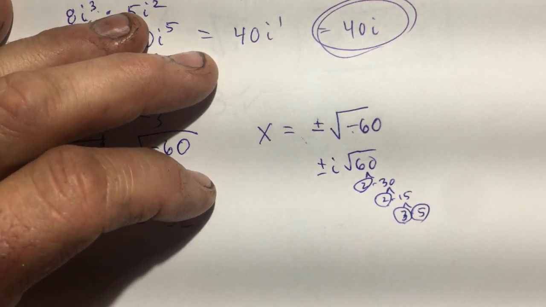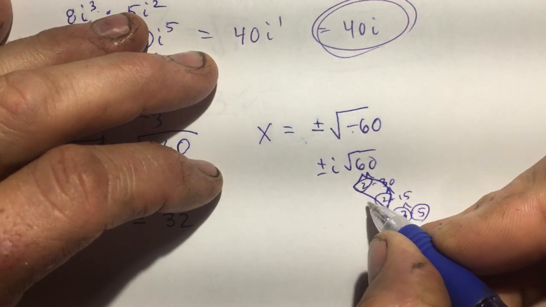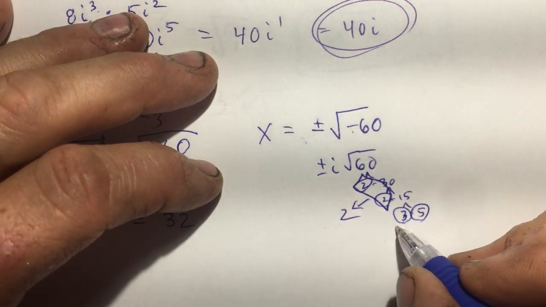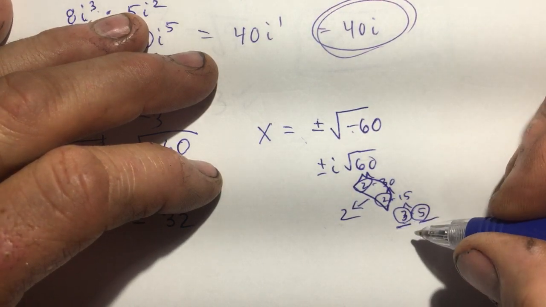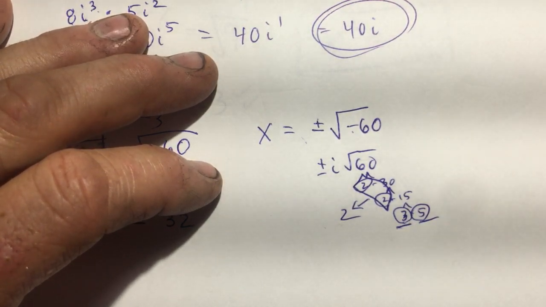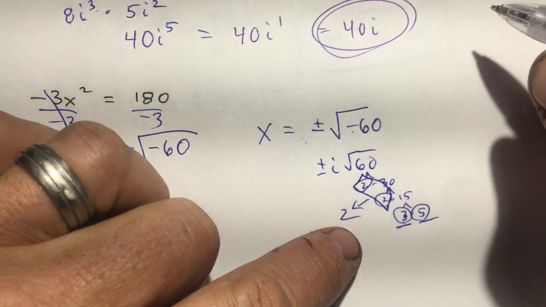They won't break down. What do I have a pair of? There's a pair of 2s. That's going to send out a 2. The 3 and 5 are stuck, because neither one of them has a partner. 3 doesn't have a partner to pull out with. 5 does not have a partner to pull out with. So the 2 comes out.